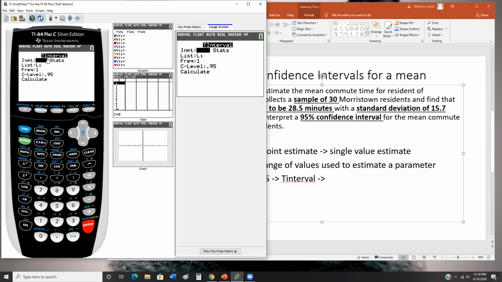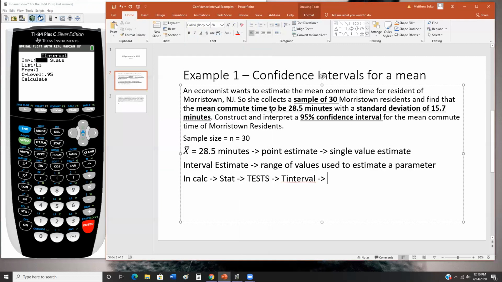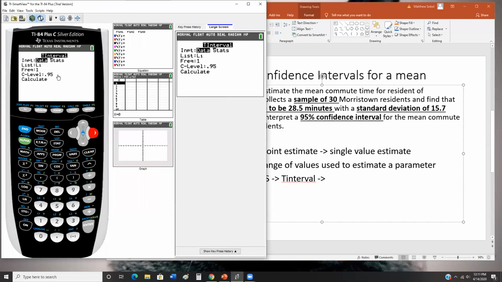For this example, the option data means you have the actual data plugged into your calculator. When you watch the videos that I've done in class this week, I show you an example with data. But when you're given the summary statistics, like the sample size, the mean, and the standard deviation, you're gonna scroll over till you see stats, and hit enter. Now you scroll down, X bar. You're gonna put in this 28.5.